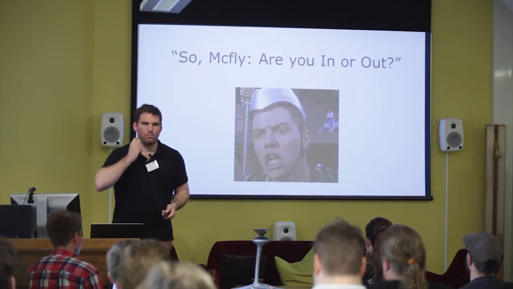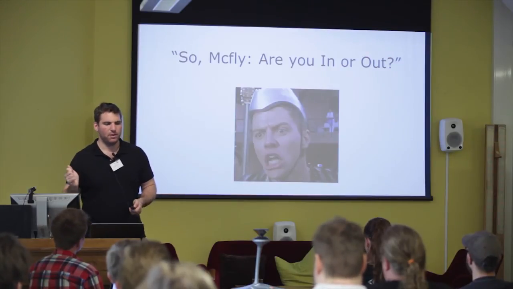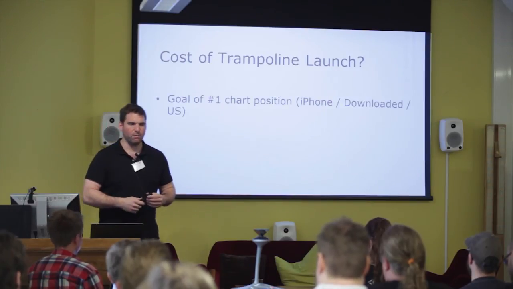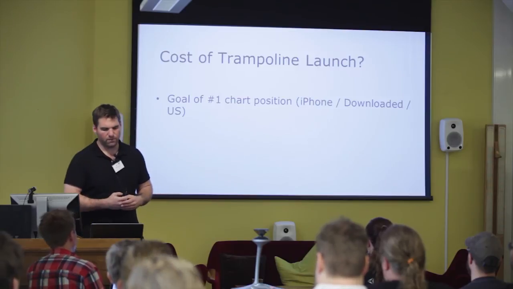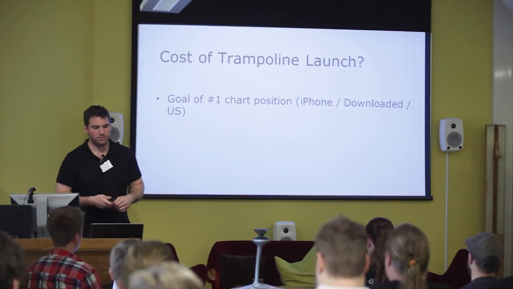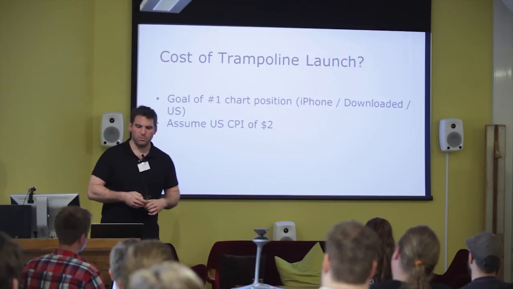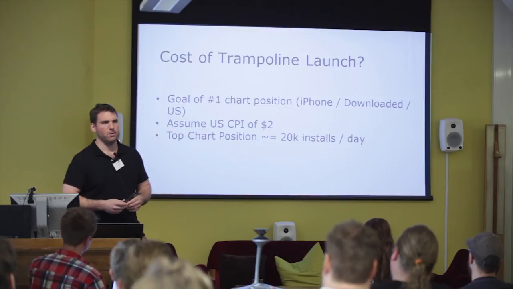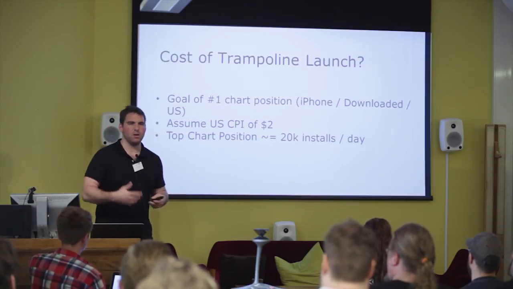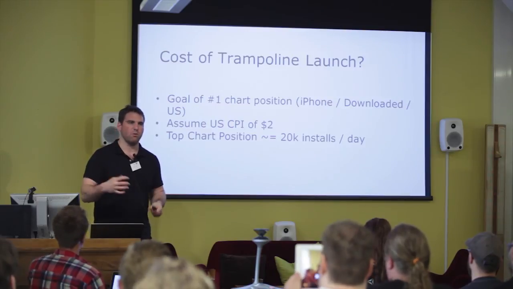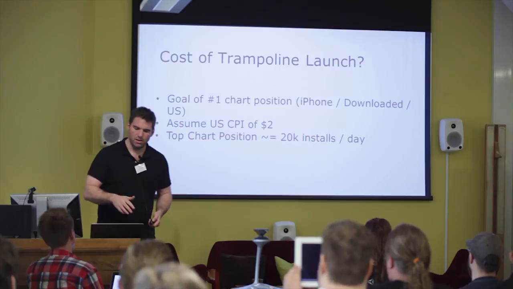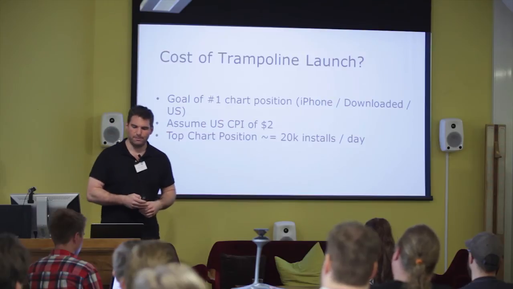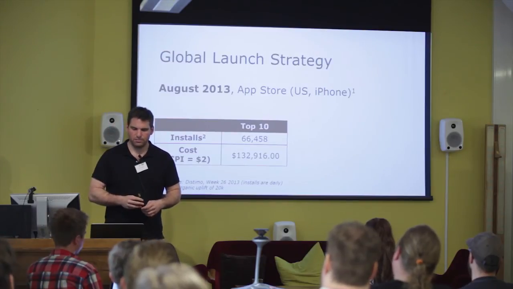So we got to this point with Jelly Splash where we had these great metrics, and we had to decide, okay, are we going to do ladder launch or trampoline launch? So the idea was that we wanted to estimate how much this would cost. The goal was to get a #1 chart position on iPhone in the US. We assumed a US CPI of $2, and we knew just from me asking people how much a top chart position, top 10, would cost, or how many installs that would require. And this is a year ago, this is different now. What I was able to weasel out of people was that it was about 20,000 installs per day.